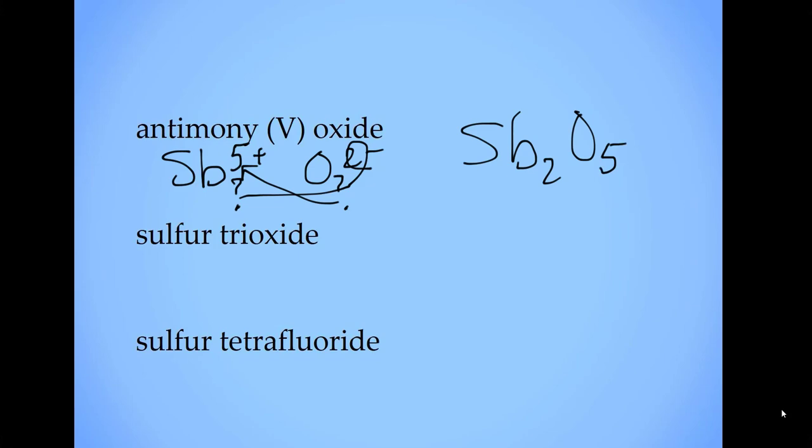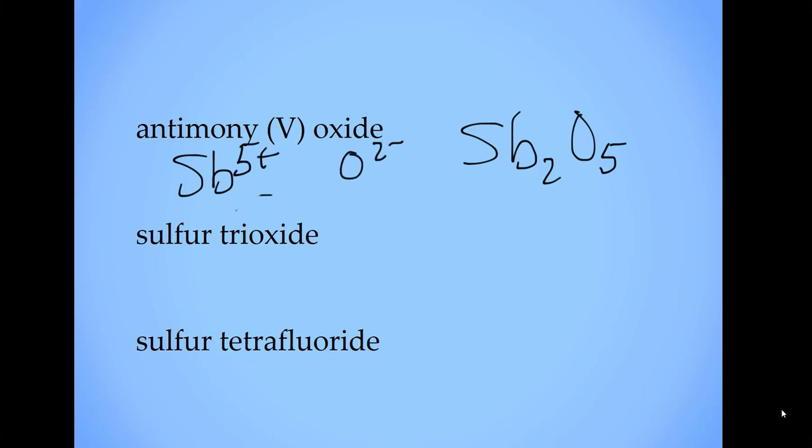Another way to look at it is to take all the oxidation numbers up to 10. So if I have antimony 5 plus and oxide 2 minus, then I know that I would have to bring this up to a plus 10 and this up to a minus 10. And so we would multiply this one by 5 and multiply this one by 2. So Sb2O5.